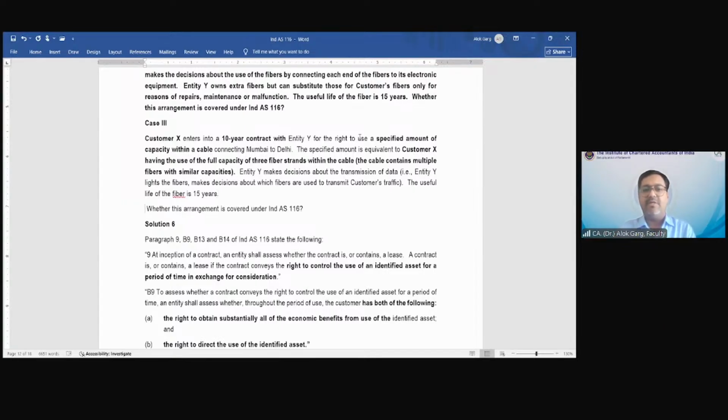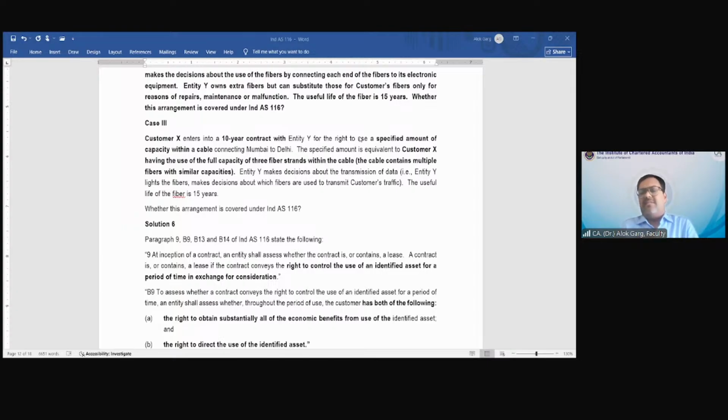Whether this arrangement is covered under Ind AS 116. Tell me friends, will this be covered under Ind AS 116 or not? Not covered, sir. Why? For 3 fibers, it is an identified asset, even though the supplier determined how and for what purpose to use it at the initial stage. So it is only for the 3 fibers that we can say it is an identified asset for customer X. Okay.